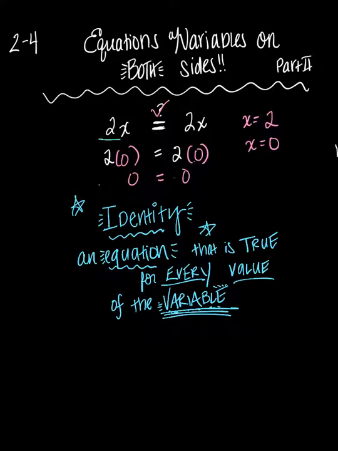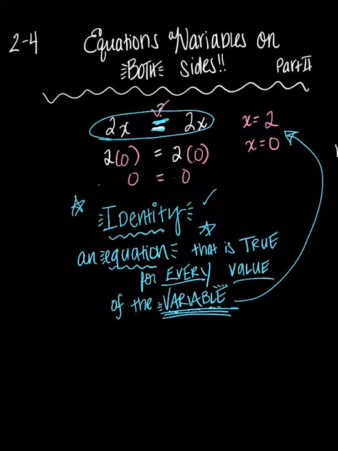This equation up here, 2x equals 2x, is considered an identity. An identity is simply an equation. Notice I have equal signs. Anytime I have equal signs, I have an equation. It's an equation that is true for every value of the variable. What that means is whatever my x equals, this equation is still going to be true.